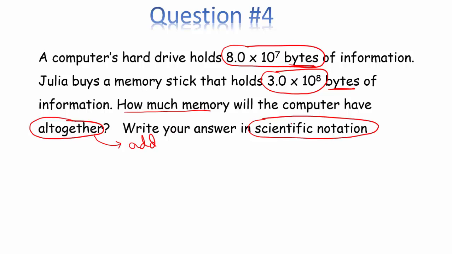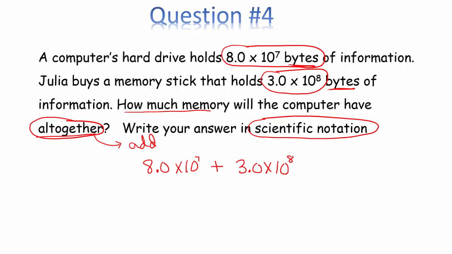So the answer has to be in scientific notation, and both given items are in scientific notation. I want to know how much memory altogether, so I know I want to add. I'm just going to take the memory on the hard drive, which is 8.0 times 10 to the 7th bytes of information, and I'm going to add on, because I want to know altogether, 3.0 times 10 to the 8th bytes of information.